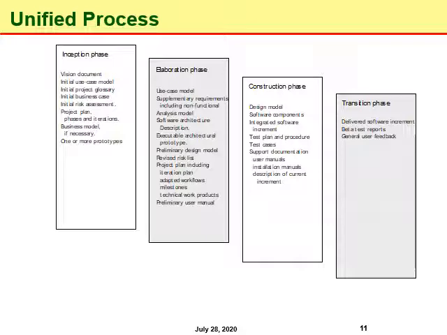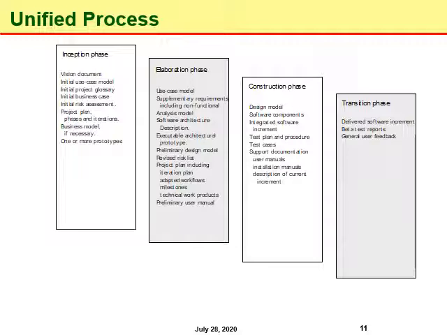Then the elaboration phase refines and expands the preliminary use cases that were developed as part of the inception phase and expands the architectural representation to include five different views of the software. So these views include the use case model, the analysis model, the design model, the implementation model, and the deployment model. Then the construction phase of the unified process is identical to the construction activities defined for the generic software processes.